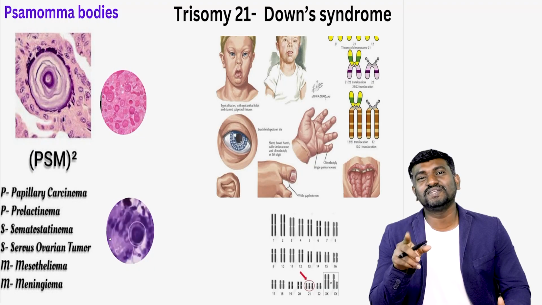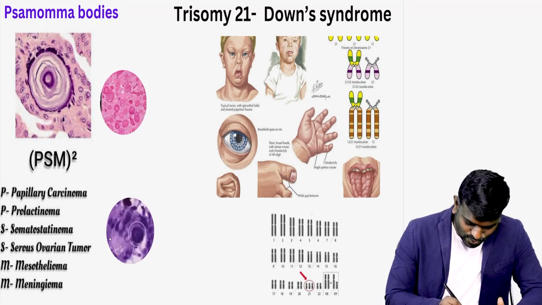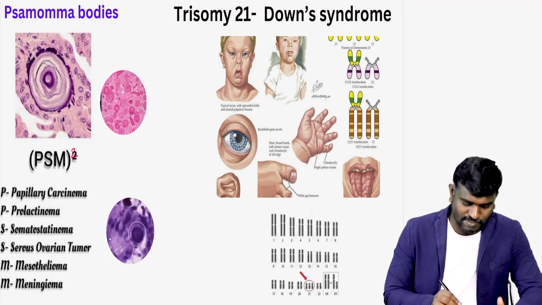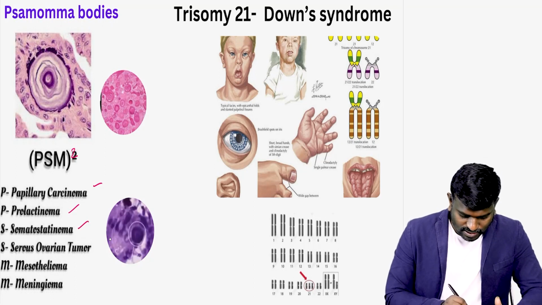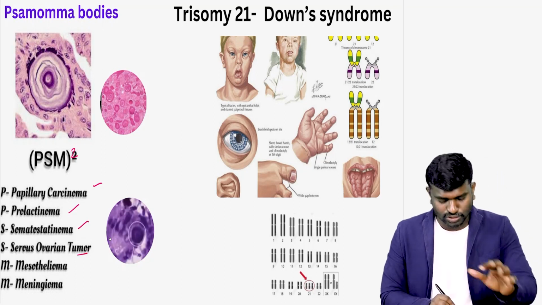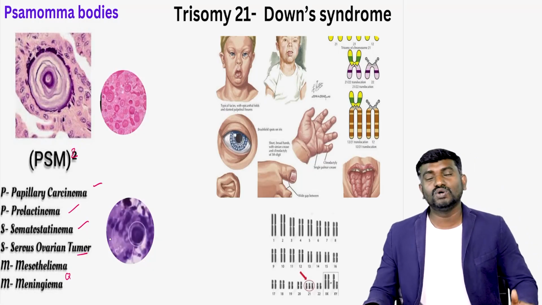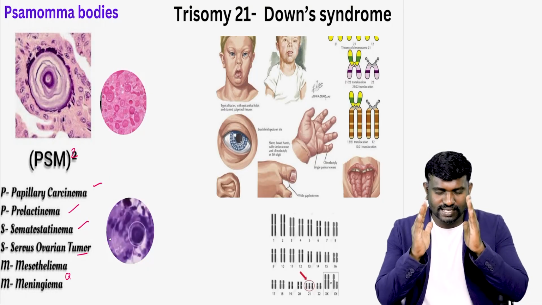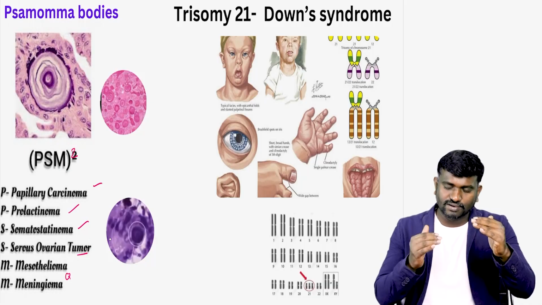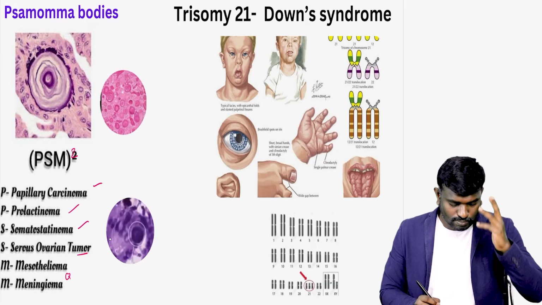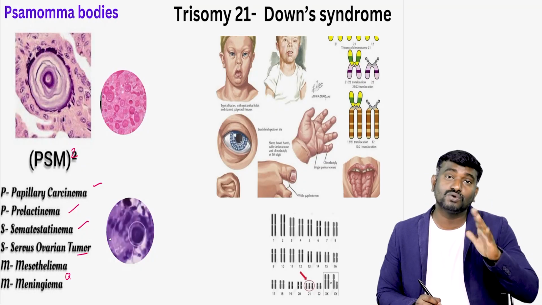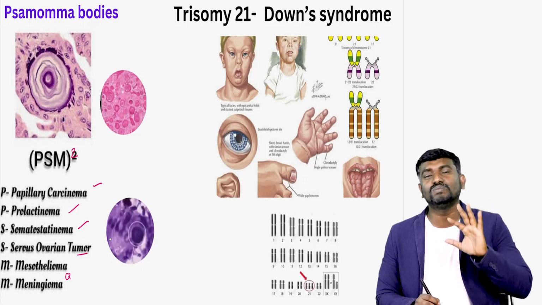Psammoma bodies come with the mnemonic PSM. Yes, PSM squared. What is this? P is for papillary carcinoma or prolactinoma. S is for somatostatinoma or serous ovarian tumor. M is for mesothelioma or meningioma. Let's revise once again. If you see psammoma bodies, remember the mnemonic PSM. P is for papillary carcinoma, prolactinoma. S is for somatostatinoma, serous ovarian tumor, and M is for mesothelioma and meningioma.